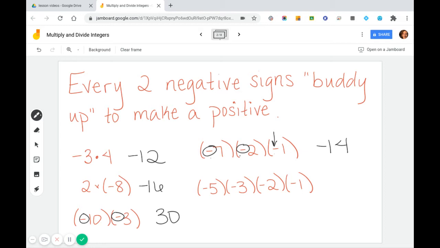On the next one, 5 times 3 is 15. 15 times 2 is 30. 30 times 1 is 30. I have 1, 2, 3, 4. I've got an even number, so I know it's going to be positive. This one can buddy up with this one, and this one can buddy up with this one, so it's a positive answer.